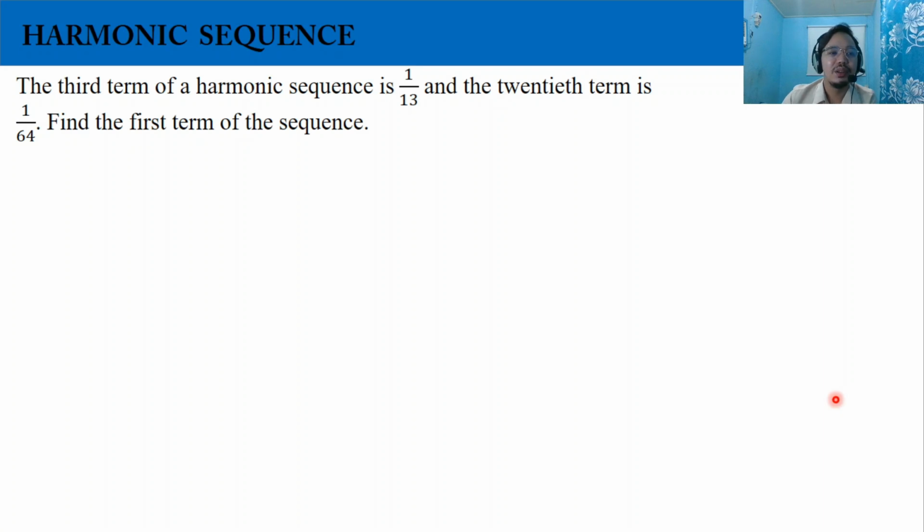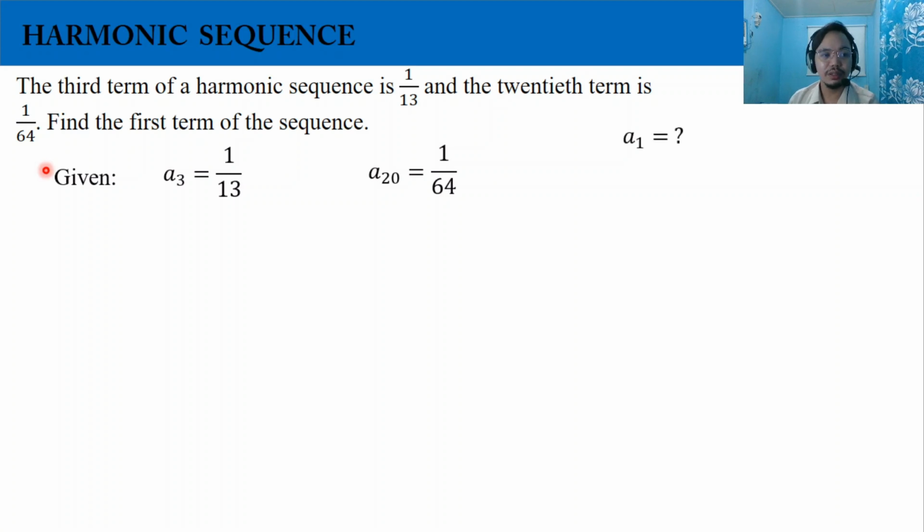Next example. The third term of a harmonic sequence is 1 over 13. And the 20th term is 1 over 64. We're going to find the first term of the sequence. So let's identify the given. We have the third term, which is 1 over 13. The 20th term, which is 1 over 64. This is unknown, the first term. And also, we're going to find the common difference. So as you can see, we're going to use the formula. We have two unknowns, the first term and the common difference.